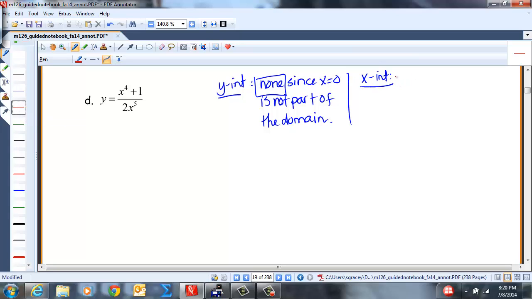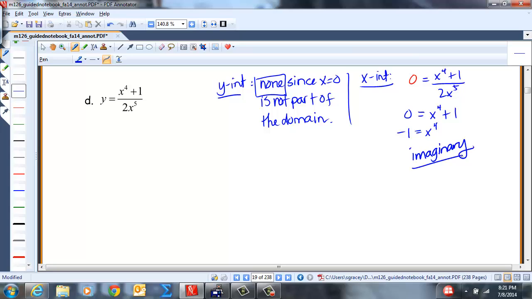If I set y equal to 0, do you see that if the numerator is 0, the whole fraction will be 0? So I'm just going to say 0 is equal to x to the fourth plus 1. Negative 1 is equal to x to the fourth, but this again will be imaginary. And we're dealing with the real numbers, so we would say none.